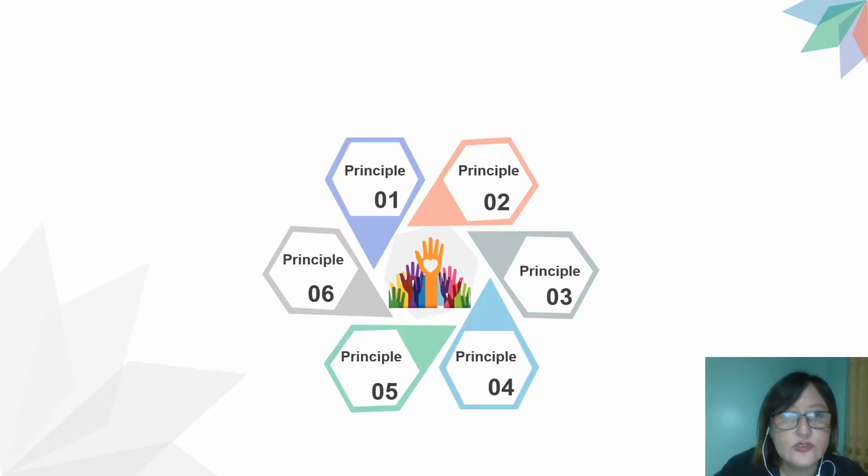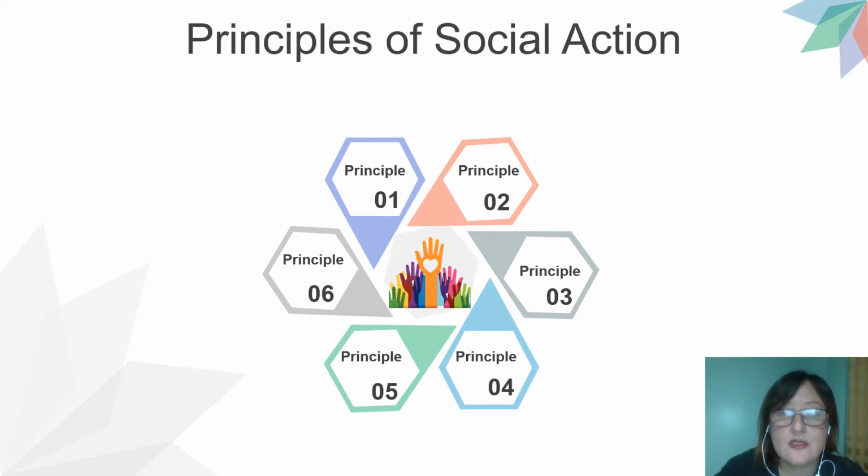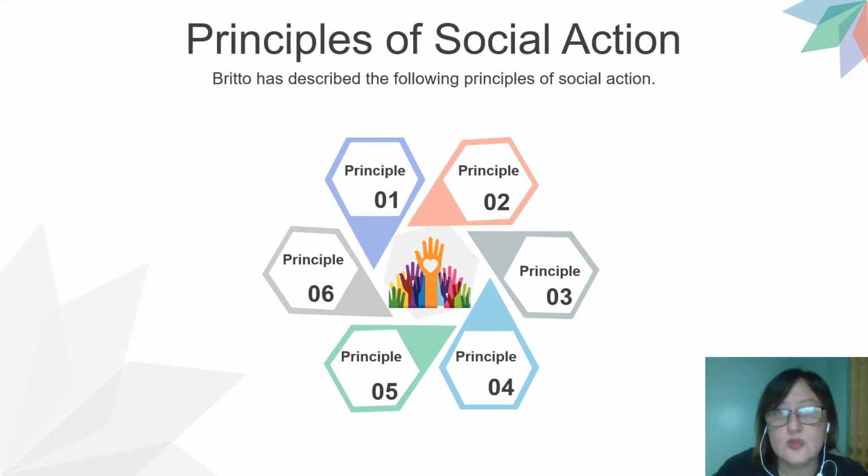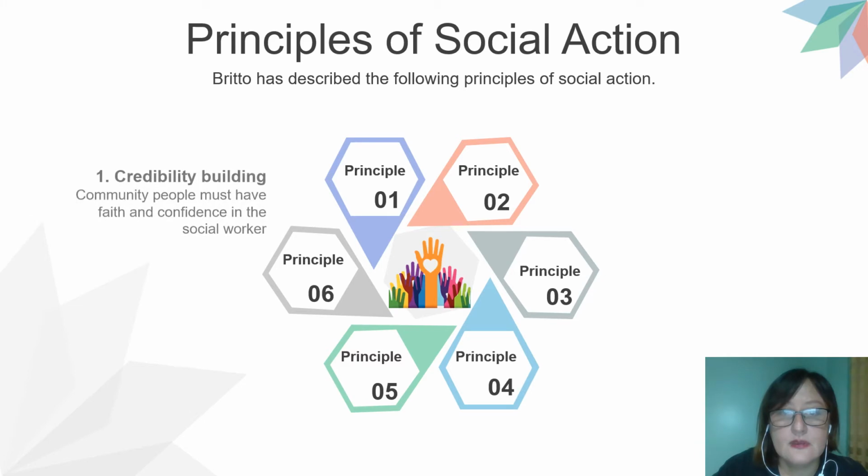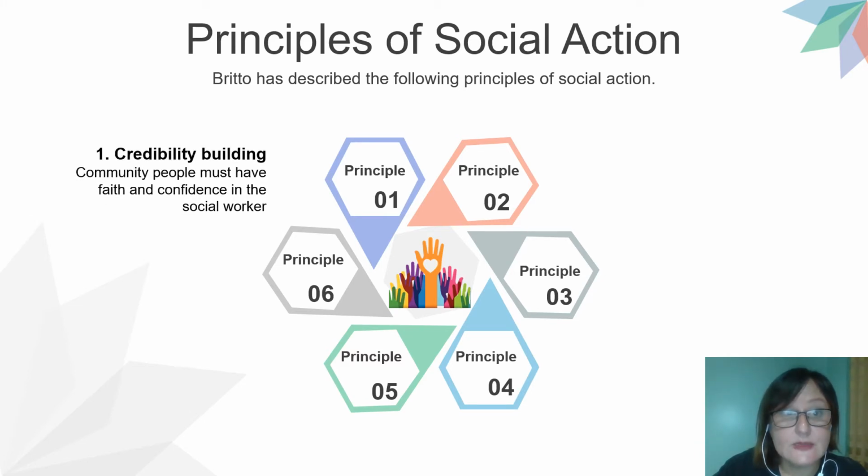Now we go to the principles of social action. There are 6 principles which are conceptualized by Brito, who is a social worker. The first principle is credibility building. A social worker must establish certain rapport with the community, the group that he or she is helping, and they should have faith and confidence in the social worker.